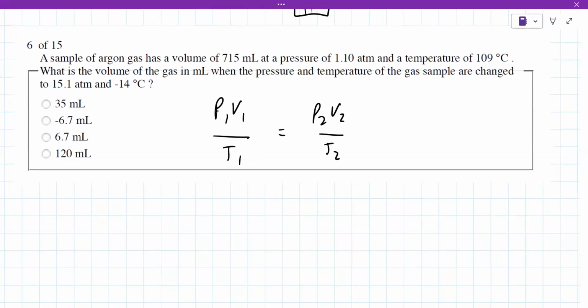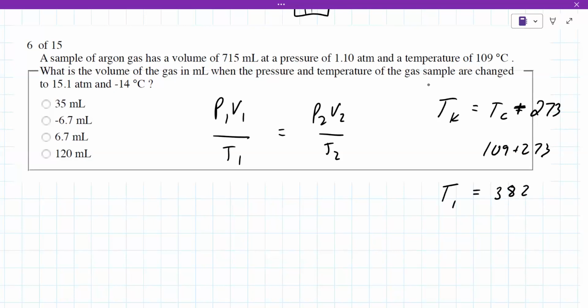We've got to be careful because I believe the temperature needs to be in Kelvin, but I'm not 100% sure. The conversion to Kelvin is very simple: it's temperature in Celsius plus 273. So 109 plus 273 gives you 382 for T1. And then T2 is minus 14 plus 273, which is 259 for T2.